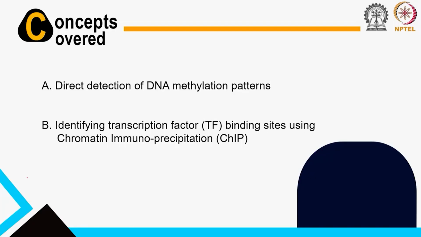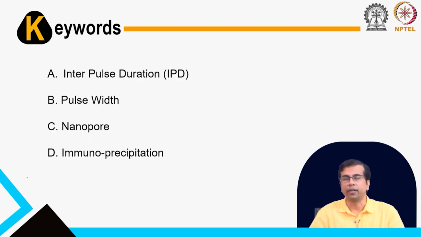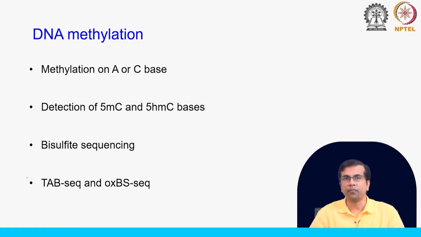Direct detection of DNA methylation patterns would allow us to identify the 6 MA bases, and then we will talk about transcription factor binding site identification using a method called chromatin immunoprecipitation or ChIP. These are the keywords for this class: interpulse duration, pulse width and nanopore, and then we will also see immunoprecipitation.